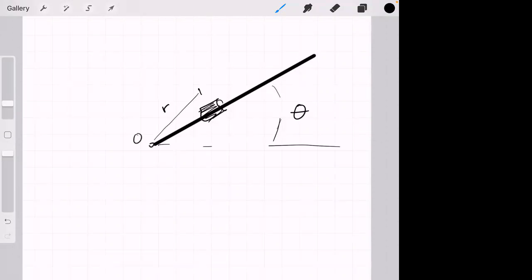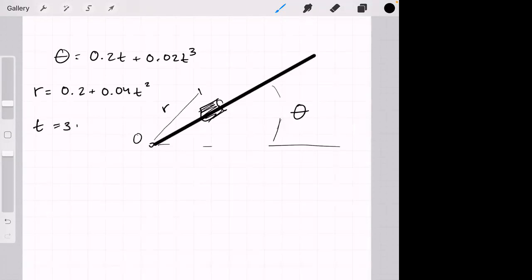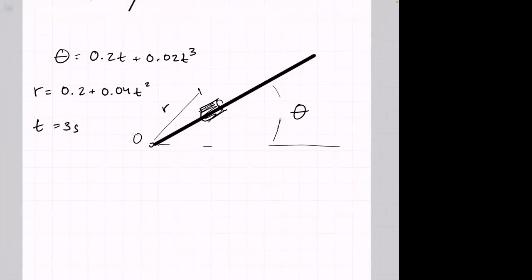If this is our point O, let's consider what would happen if our theta is a function: 0.2t plus 0.02t to the third. Our radius also changes as a function: 0.2 plus 0.04t squared. And we'll analyze this at t equals 3 seconds. So we'll see where this rod is in 3 seconds.